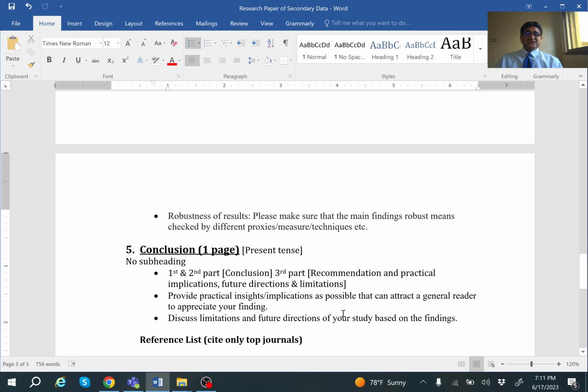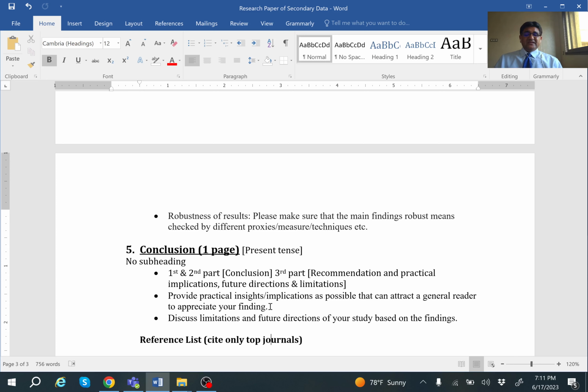Then you need to discuss the limitations and future direction of your research based on your study. So how can your research be extended in different ways? So this is about part 5. In your thesis you have multiple pages of conclusion, but here we need to convert it into a maximum of one page, or more than half a page, but you should be very careful.